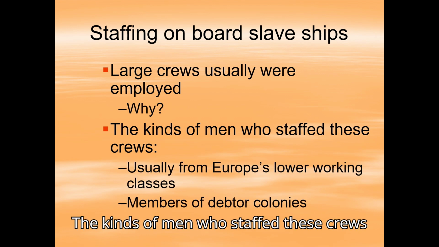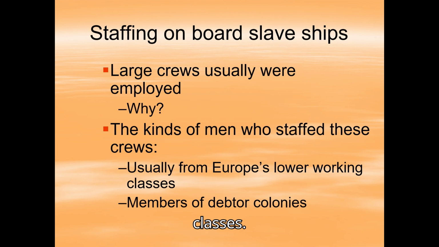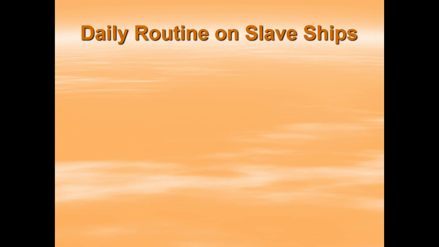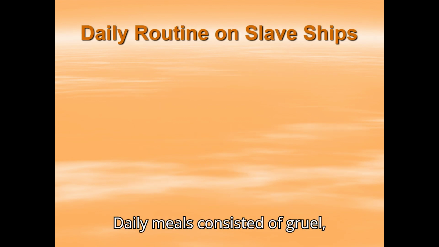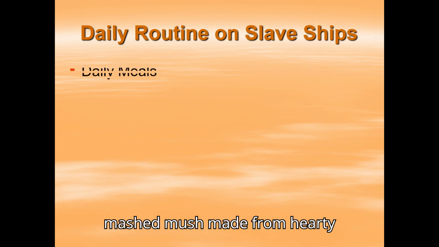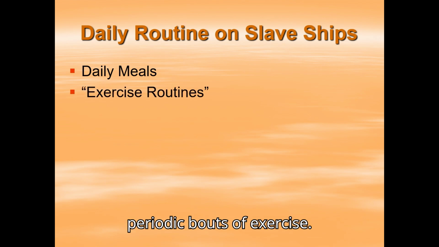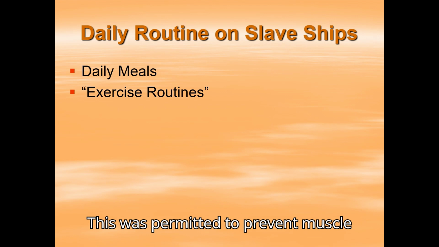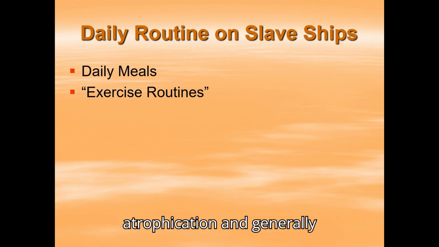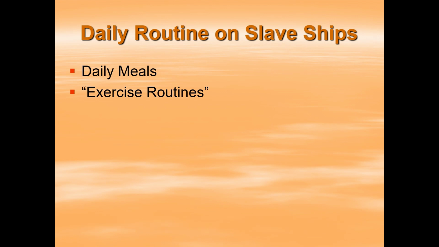The kinds of men who staffed these crews usually came from Europe's lower classes. Daily meals consisted of gruel, mashed mush made from hearty grains, and there were periodic bouts of exercise. This was permitted to prevent muscle atrophy and generally consisted of jumping up and down and stretching.